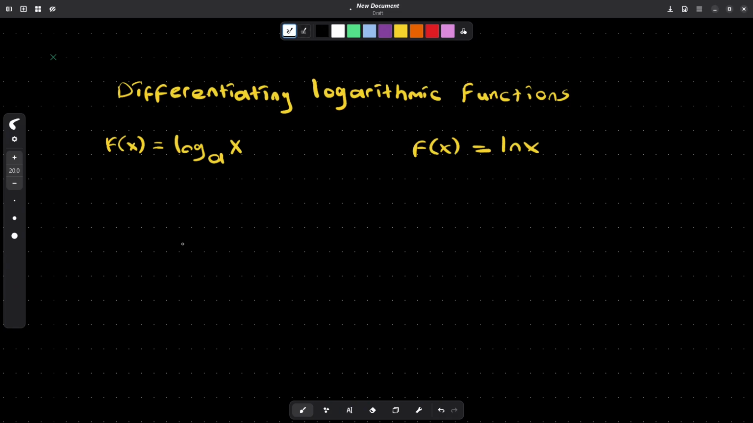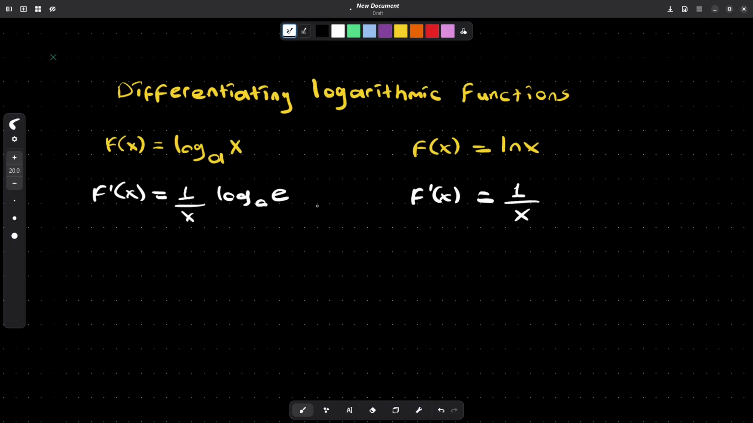Welcome everyone. Let's learn how to differentiate logarithmic functions. f(x) is log base a of x, and f(x) is ln x. I will give the derivatives first: 1 over x times log base a of e, and for ln x, 1 over x.